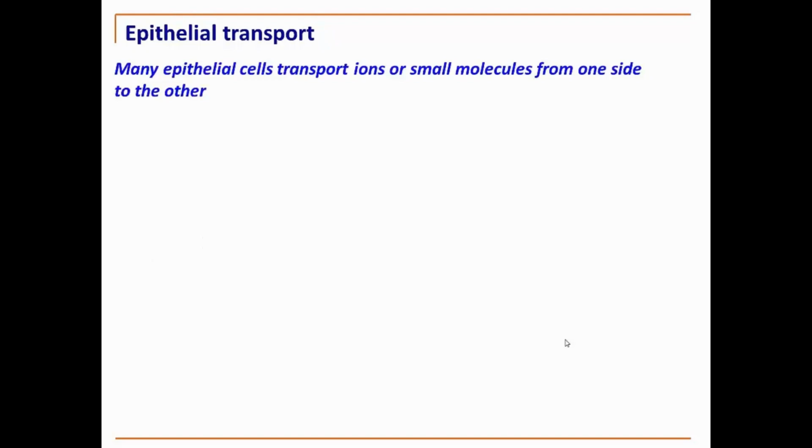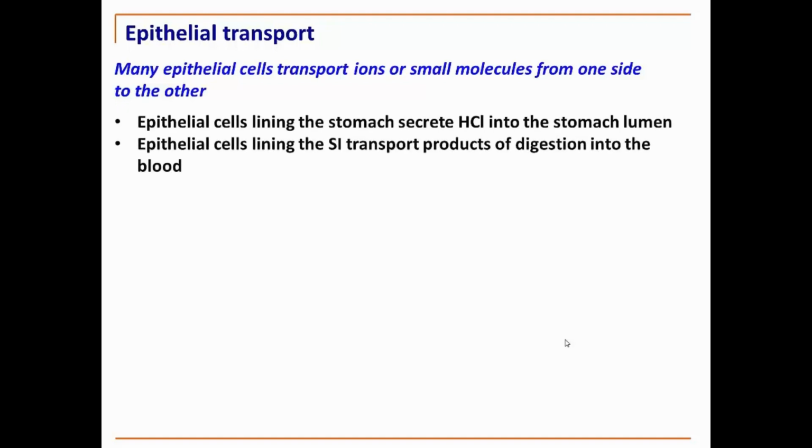So many epithelial cells transport ions and other small molecules from one side of the membrane to the other. So things can go in either direction depending on what functions are required. For example, epithelial cells lining the stomach secrete hydrochloric acid into the stomach lumen. And that's why your stomach is very, very acidic. The epithelial cells are secreting acid into the stomach lumen, making it acidic. And when you get reflux, of course, you're refluxing that hydrochloric acid up your esophagus, which gives you that heartburn.